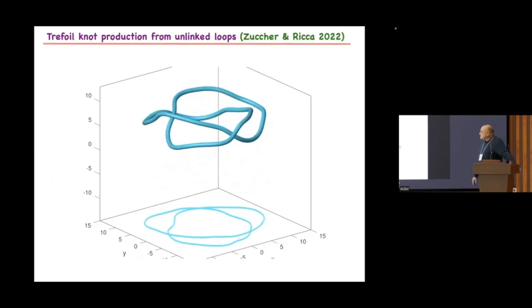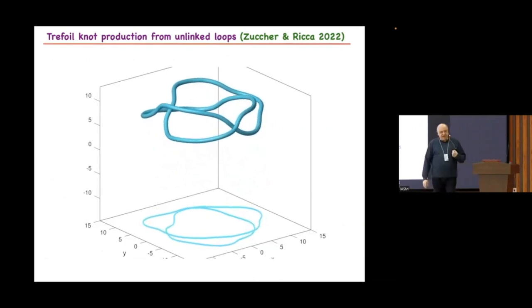So the message for the young people and for me is the following. Initial conditions are extremely important. Why don't we see this naturally occurring? Because it's highly improbable. That's all. It's a probability question. How likely is it to get a trefoil by shooting 2 elliptical loops?